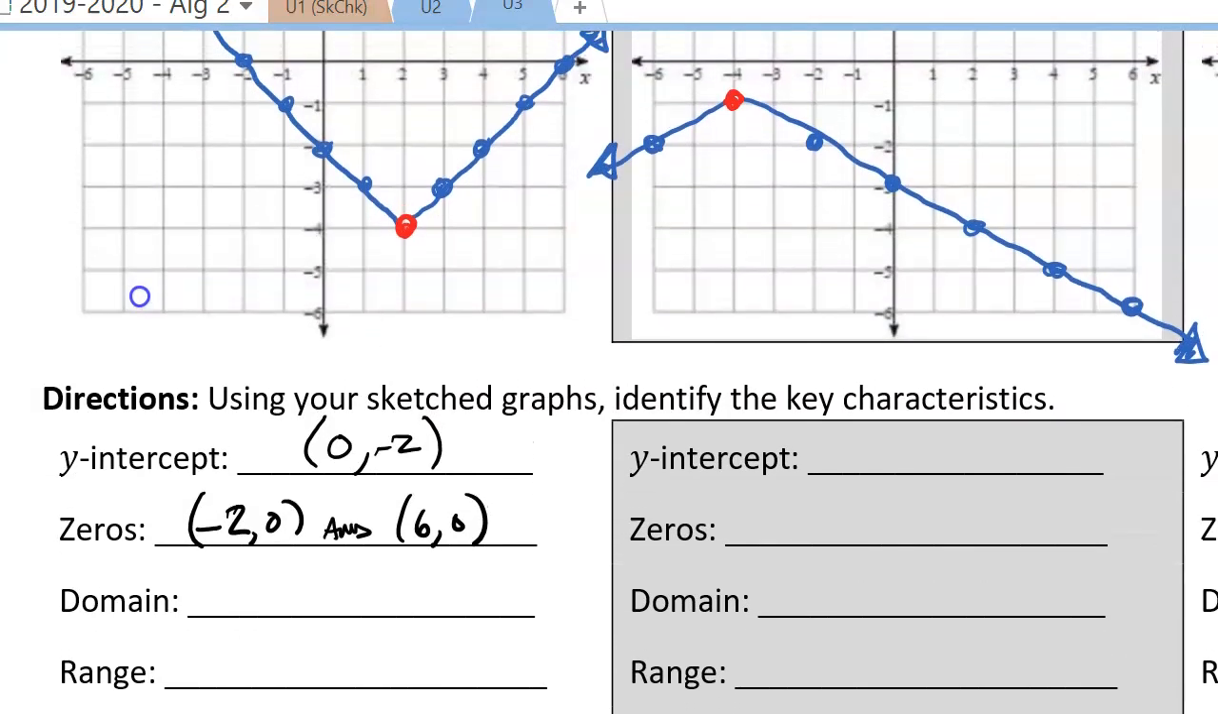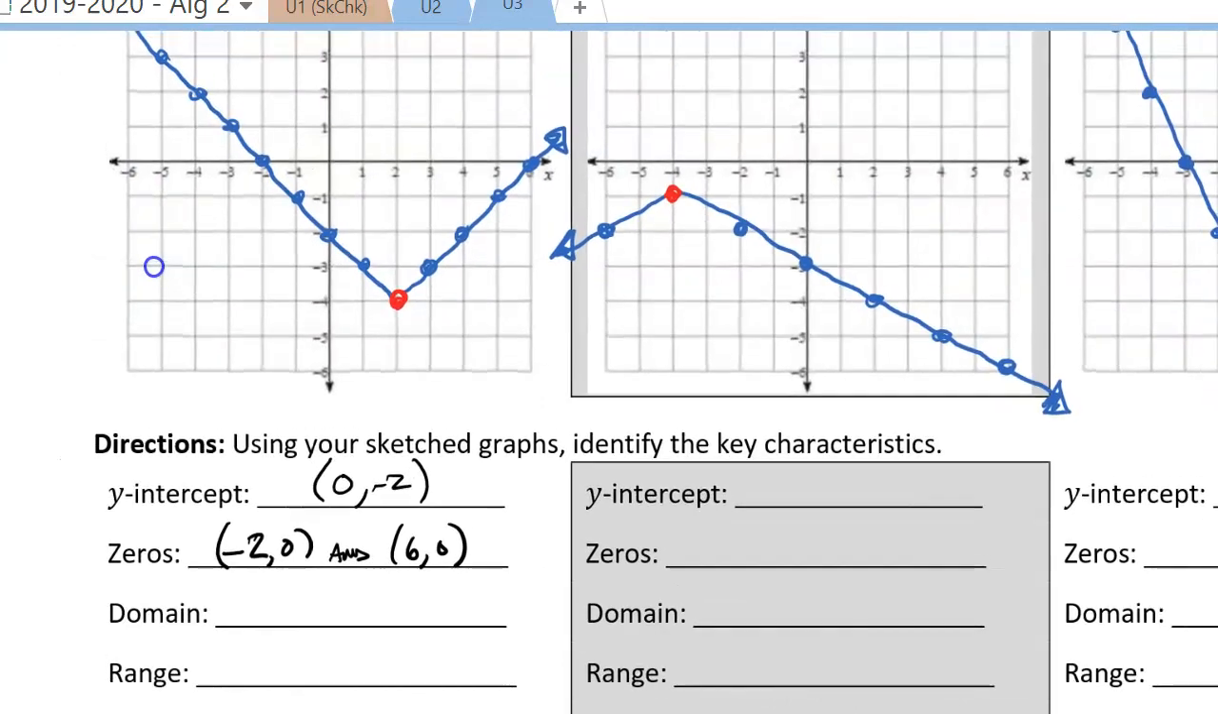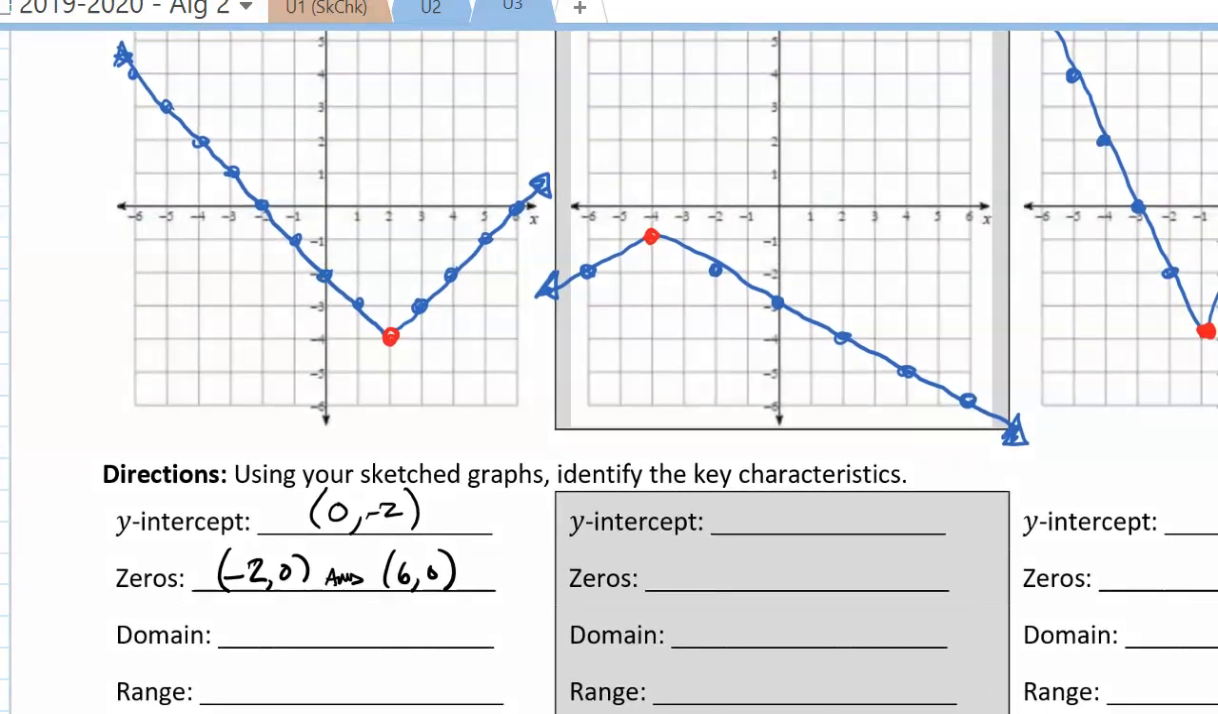For the domain of this function, domain is how far left, how far right does the graph go. We look for the very edge of the graph. For the left, we see that there's an arrow, meaning it goes to -infinity. We follow the function, there are no breaks, and it ends up over here where there's another arrow, which means positive infinity. Our domain is -infinity to positive infinity.